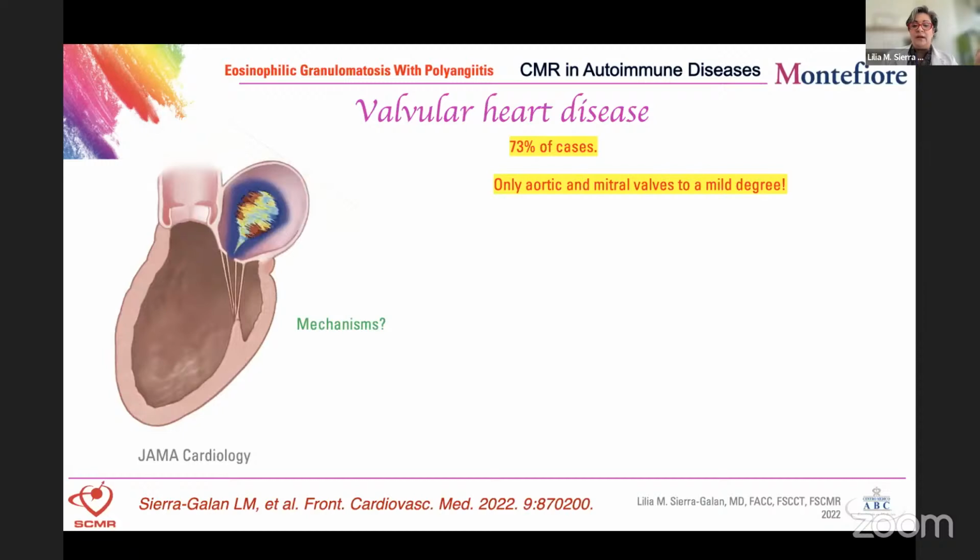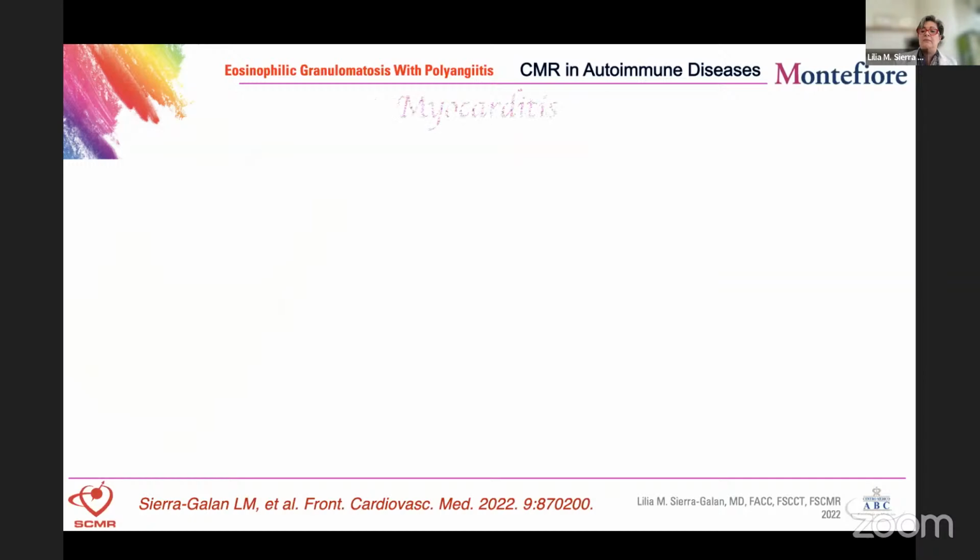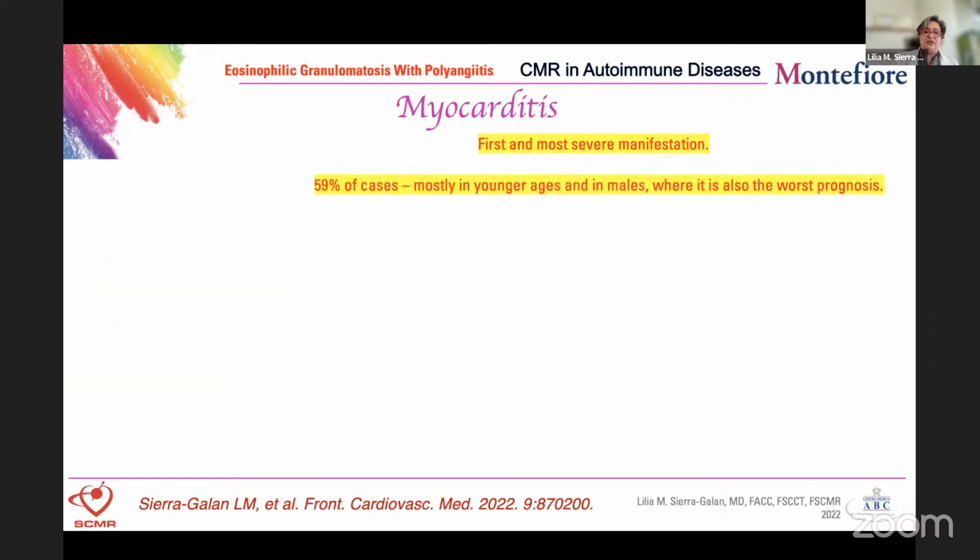So we are going to have some mechanisms that produce this: the necrotizing granulomatous inflammation, the eosinophils infiltrating the valve leaflets, and the leaflet thickening due to fibrosis. For the aortic valve, there is an intense inflammatory reaction, but for the mitral valve, in addition to the intense inflammatory reaction, there is also endocardial fibrosis involving the papillary muscles.